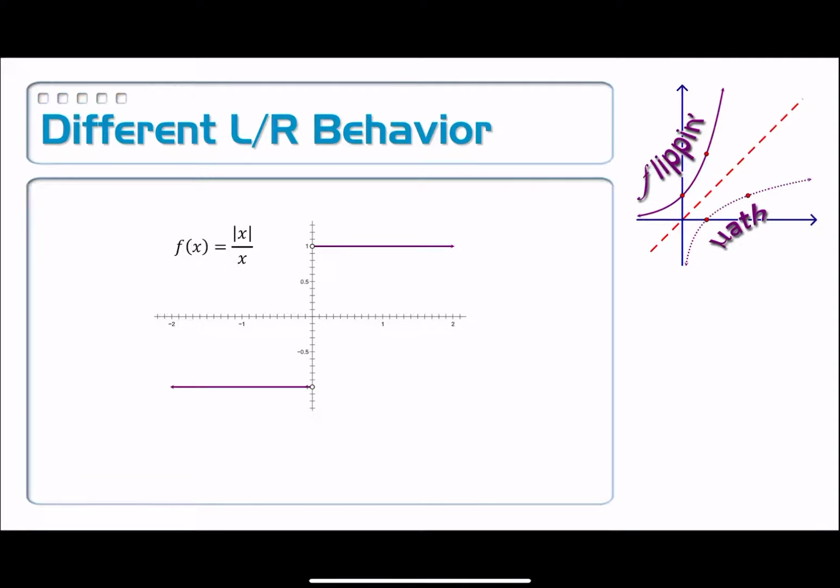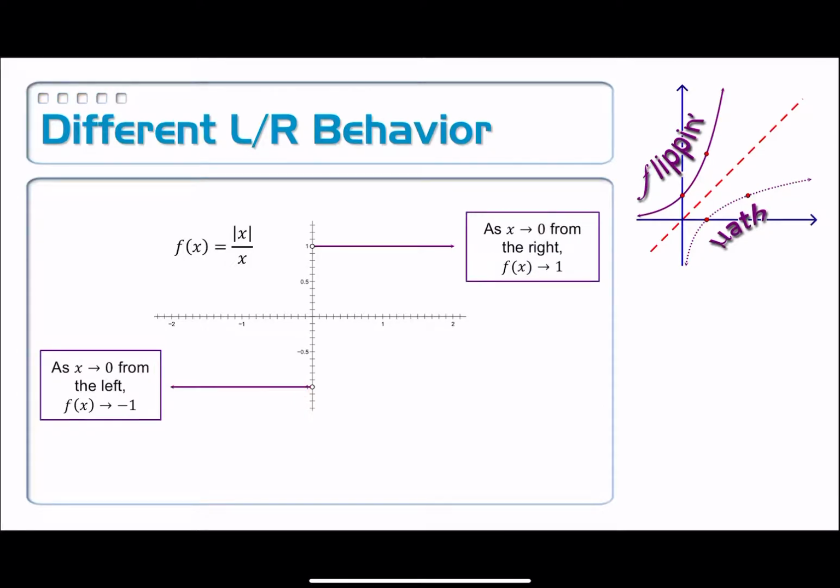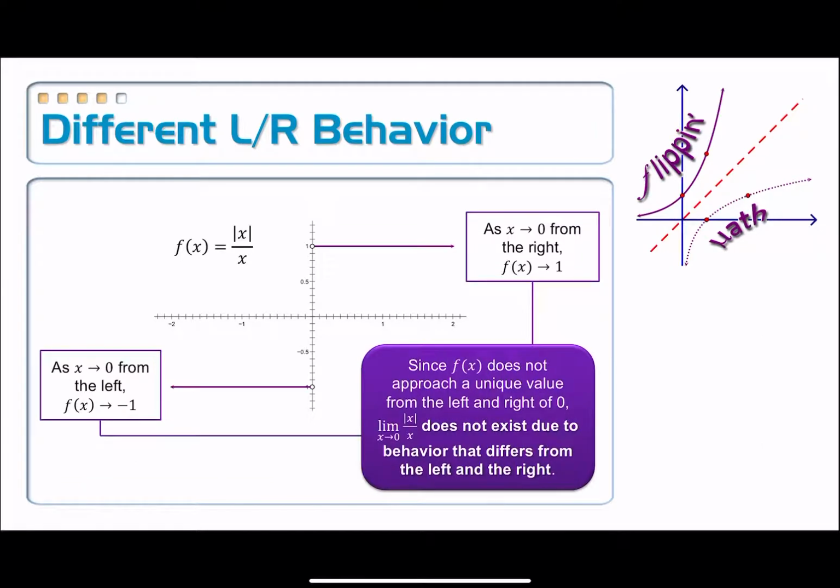It's the indeterminate form. So in turn, when we look at approaching x from the left-hand side, we can see definitely that the graph is getting closer and closer to negative 1. On the right-hand side of 0, it's not approaching negative 1, the same number, it's approaching positive 1, two different values. And so we would say that since f of x does not approach a unique value from both the left and the right side of 0, then the limit as x approaches 0 of the absolute value of x over x does not exist due to behavior that differs from the left and the right.